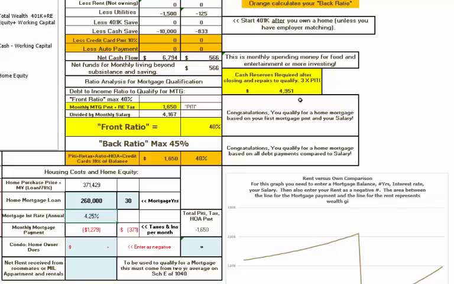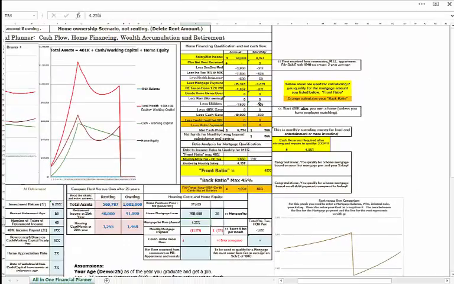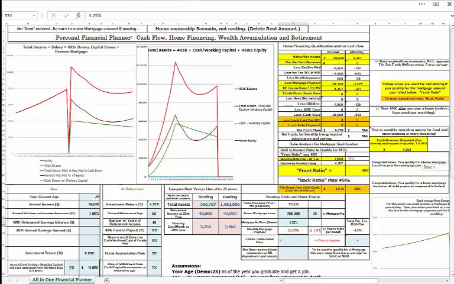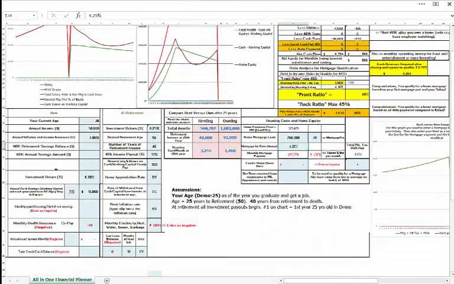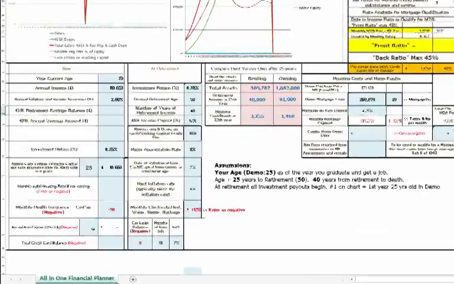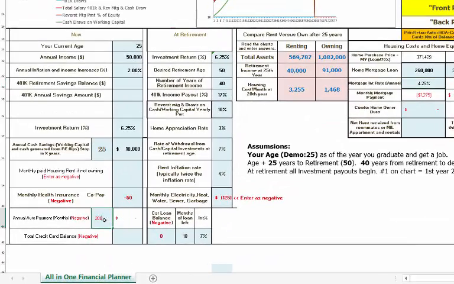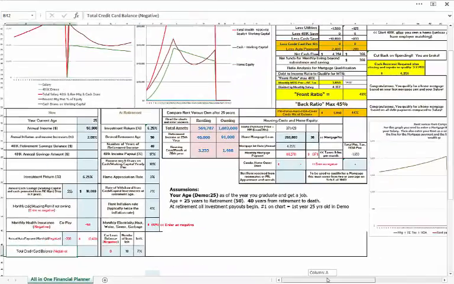Okay, so now let's take a look at the impact if we had a car. Now we're at a $371,000 value house with a $260,000 mortgage. We come over here and let's put in an auto payment of $200 a month. Remember, this is all going to be entered negative, minus 200. That means $2,400 a year is being paid out. Let's come over here and we still qualify.